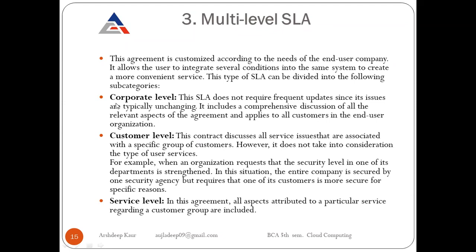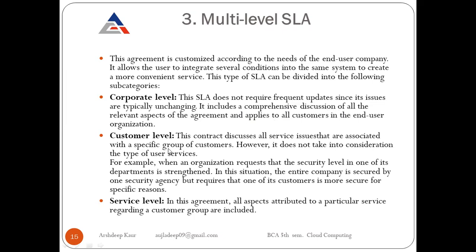First is corporate level. This type of SLA does not require frequent updates since its issues are typically unchanging. It includes a comprehensive discussion of all the relevant aspects of the agreement and applies to all the customers in the end user organization. Basically, in this type of level, we just need to focus on the discussions. We have to work on resolving the issues. It does not require frequent updates.